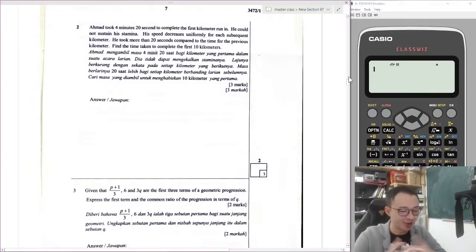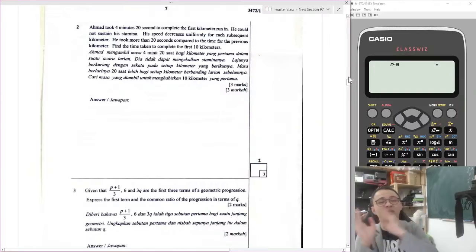Okay, 3 mark question. Ahmad took 4 minutes 20 seconds to complete the first kilometer run. He could not sustain his stamina, so his speed decreased uniformly for each subsequent kilometer. So he took 20 seconds more compared to the time of the previous kilometer. Find the time taken to complete the first 10 kilometers. So what we know is this is a progression, an arithmetic progression, because the time keeps increasing: 20 seconds, 20 seconds, 20 seconds.